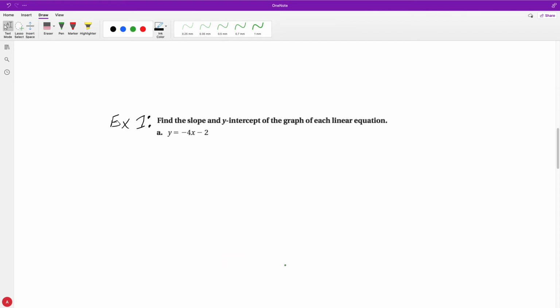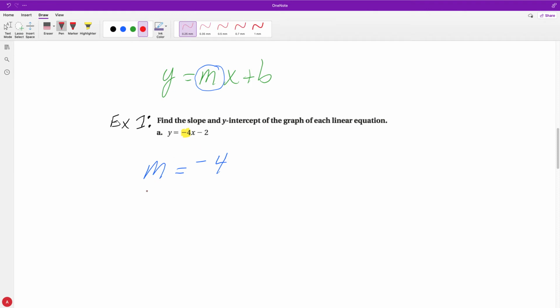All right, so for this problem, all you're asked to do is find the slope and y-intercept of the graph of each linear equation. So here's our equation, y = -4x - 2. Remember, slope-intercept form is y = mx + b. The coefficient of our variable x, the number that's being multiplied to our x, is our slope. So in this case, when I see I have -4x, the coefficient is -4. That's what's being multiplied to our x. So that means our slope is equal to -4.